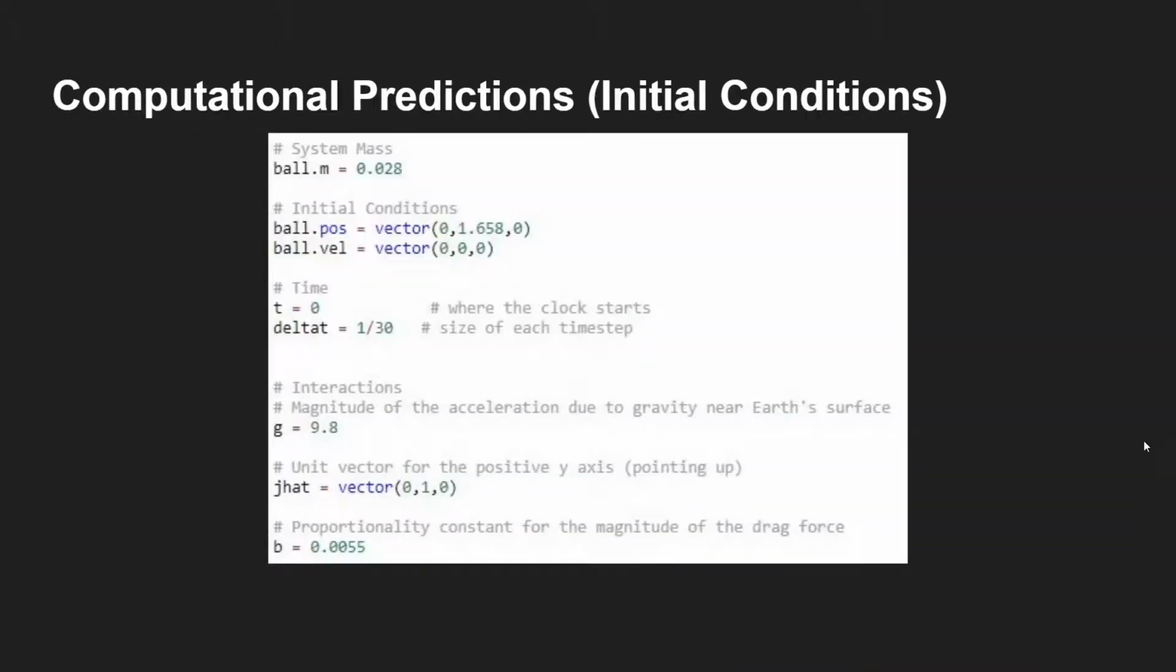These are the initial conditions of both calculation loops that predict position over time. Essentially what we do here is we just set the ball's mass, the initial position, the initial velocity, which is 0, as well as the gravitational constant and the drag coefficient, which is 0.0055.